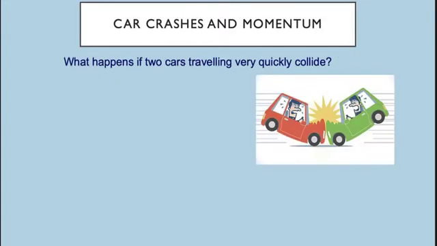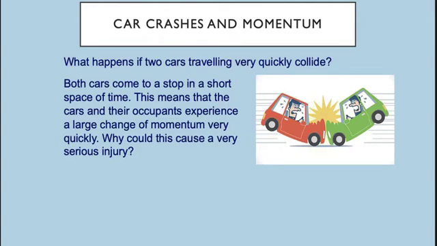Let's move on. So we've said that this is really important in car design, and when we're looking at car crashes and things like that. So what happens if two cars travelling very quickly collide? Well, both cars come to a stop in a really short space of time. This means that the cars and their occupants experience a really large change in momentum very quickly. Why could this cause a very serious injury? If you're going to have a very large change in momentum happening over a very short amount of time, then because of our equation, force equals the change in momentum divided by the change in time.